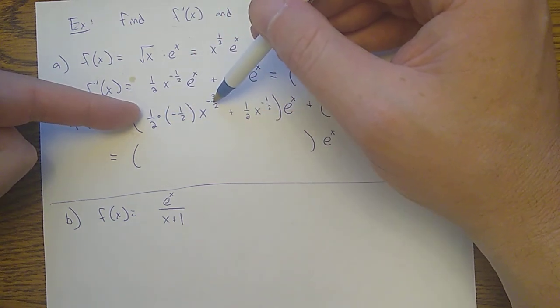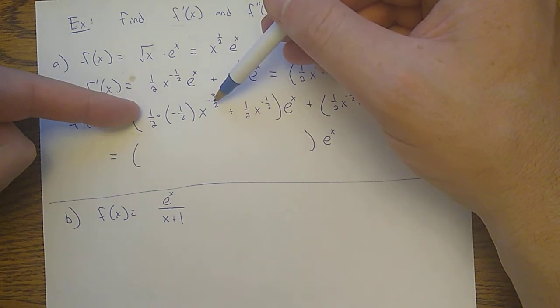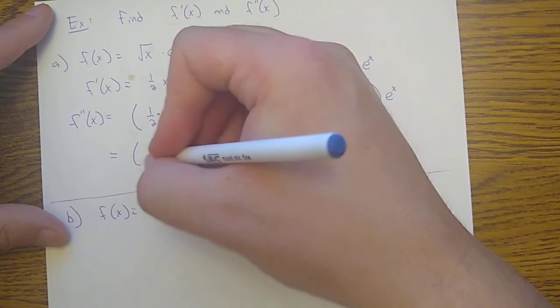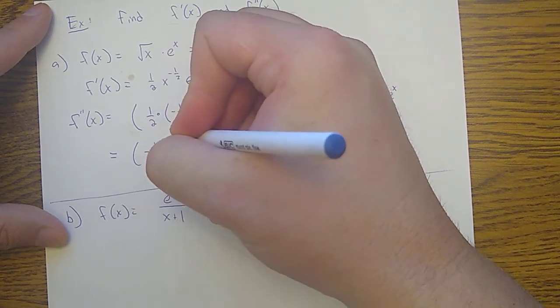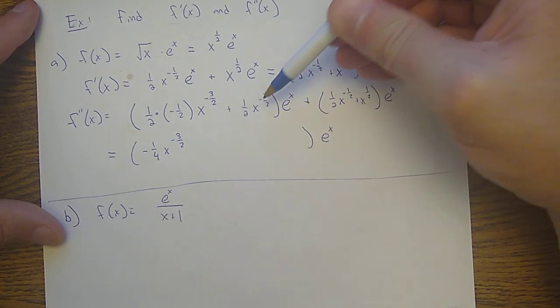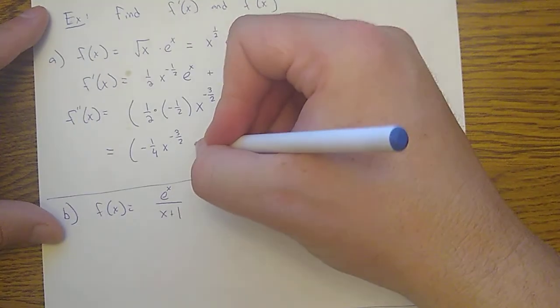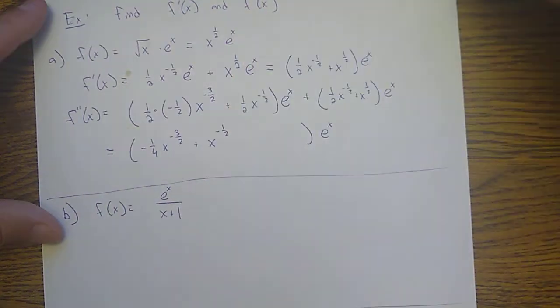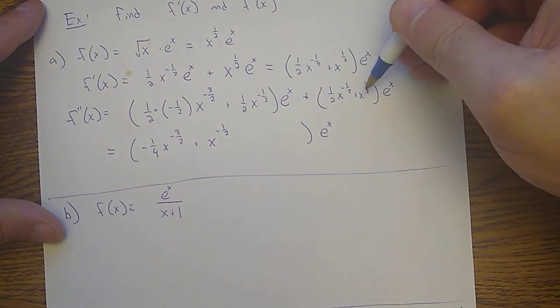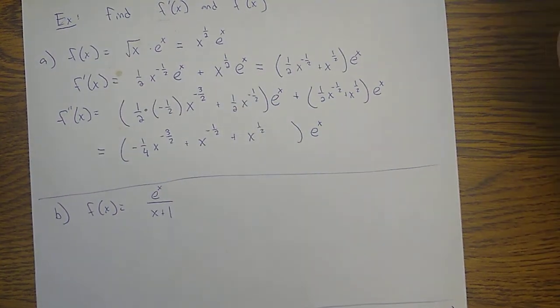So I see x to the minus 3/2 here. I don't see any other x to the minus 3/2. The x to the minus 3/2 only appears here. So I'll just write it down. This is negative 1/4 x to the minus 3/2. The next power of x is x to the minus 1/2. And remember, I did see two of those. So I have a half plus a half, so that just makes 1 x to the minus 1/2. Other than that, I have this, x to the positive 1/2. And that's it. That's everything. So that's the second derivative.